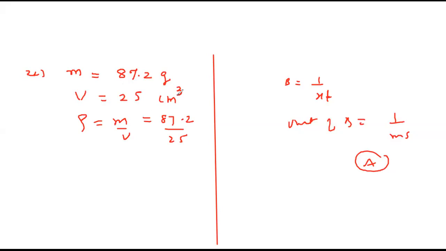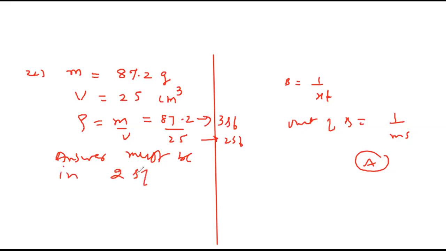This numerator is how many significant figure? Mass 3, and volume is 2. That means answer must be in 2 significant figure. Least significant is nothing but 2 significant figure. Now I can see in my option there are 2 values of 2 significant figure, 3.5 and 3.4. So directly I cannot mark. I will calculate and then round off.